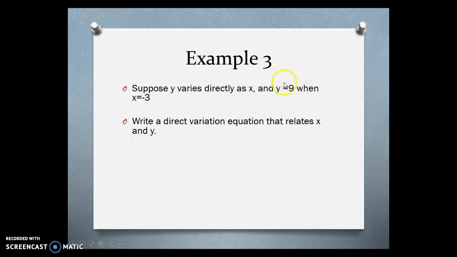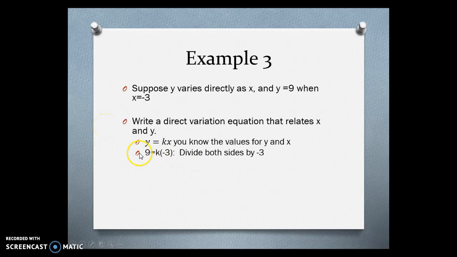So we're going to plug 9 in for y and negative 3 in for x. We're going to have that variable k there. All right, so we have this, and we're plugging in. We know 2 of these 3 variables. We're looking for k right now. So we plug them in. We divide by negative 3, and we get the direct variation is -3, which now we write our equation, y equals -3x.